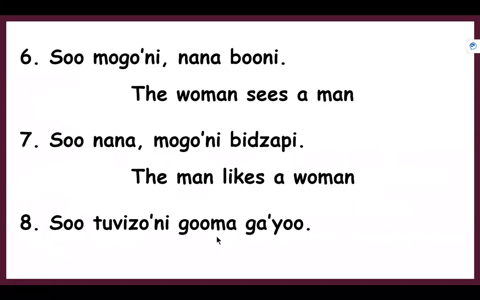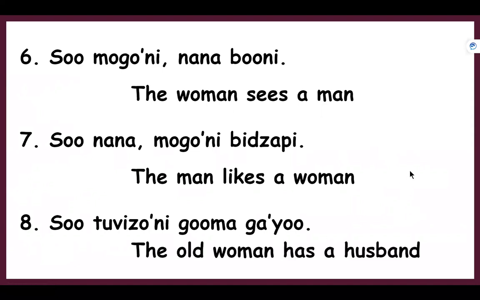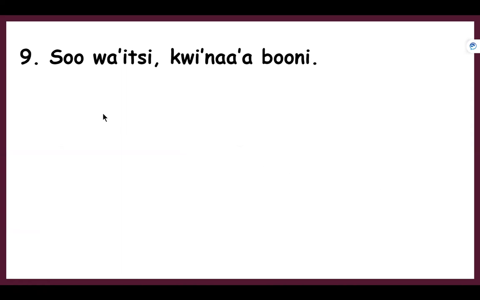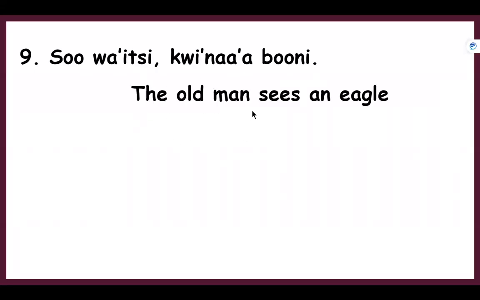Number 8. Sutubizotni gumagatyu. Means the old woman has a husband. Number 9. Suwa'it quitna'a bunni. The old man sees an eagle.